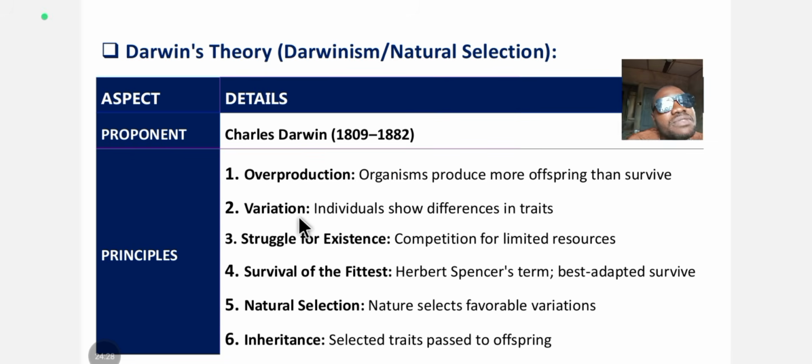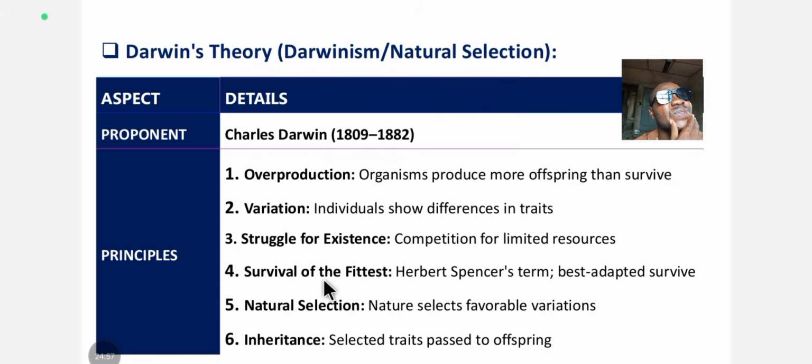All right. The second one is variation. Individuals show differences in traits. Is that true or false? It's true. All right. The next one, number 3, is struggle for existence, competition for limited resources. You must struggle as an organism to exist, to be alive, to feed, to fend for yourself. Is that true or false? It's true.